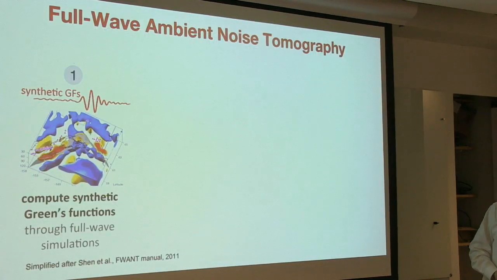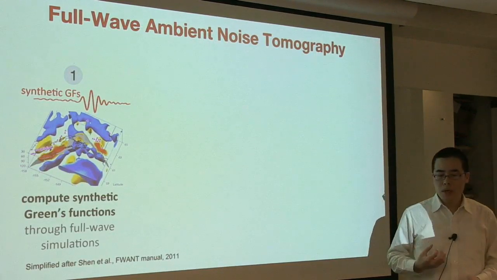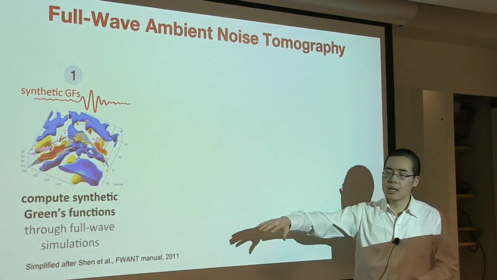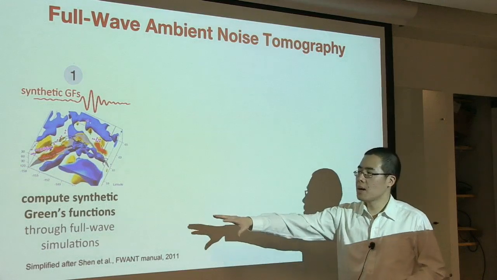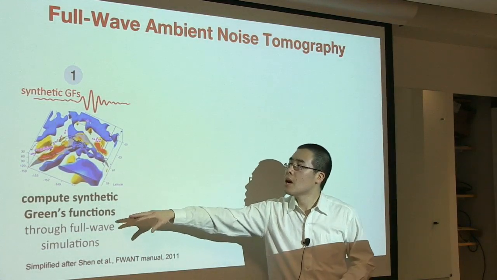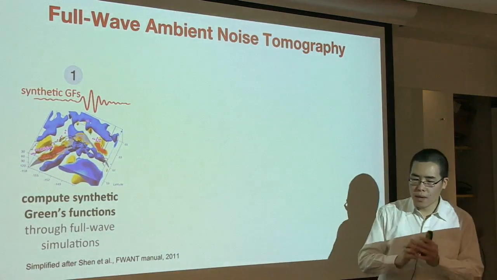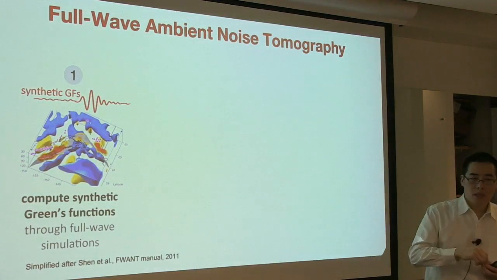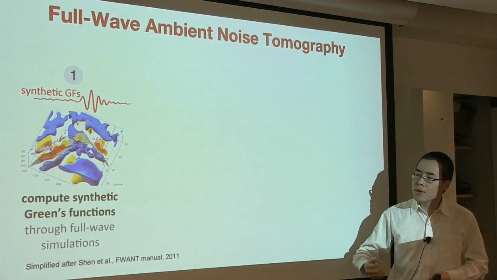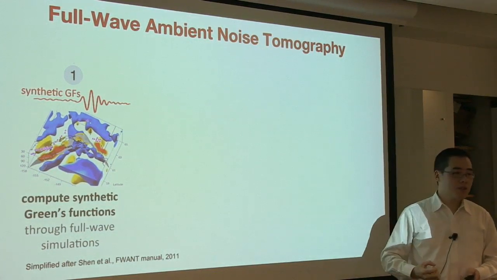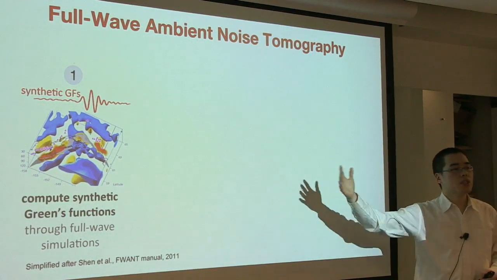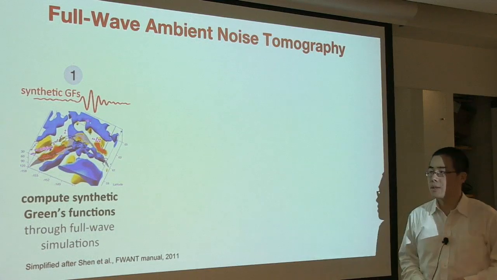We use full-wave ambient noise tomography. The reason we call it full-wave is that first we compute the synthetic Green's functions, or the travel time information of the surface wave, where here we use Rayleigh waves, from one virtual source, which is a station, to all other stations. This is computed through finite difference methods in a three-dimensional velocity model. We start from a reference velocity model.